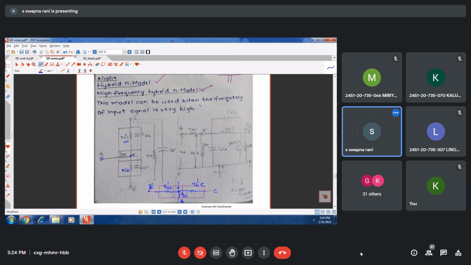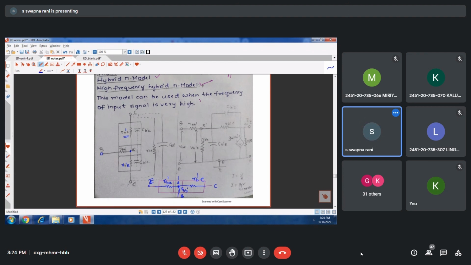Now, if you observe, this is B dash, whatever I have represented here, and this is base. So between base and B dash, RBB dash is there. Between base and emitter, RB dash E. Between base and collector, RB dash C.